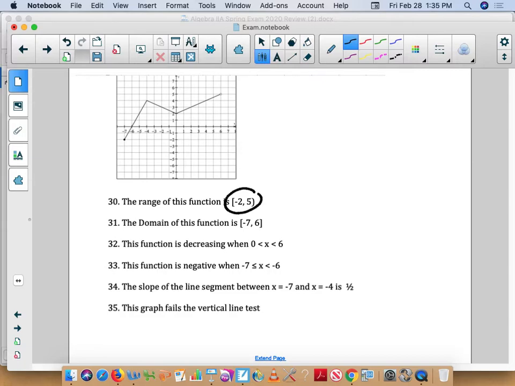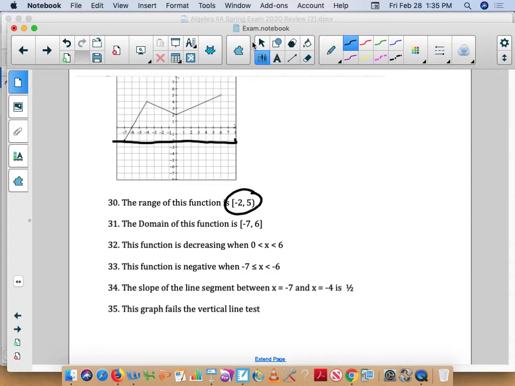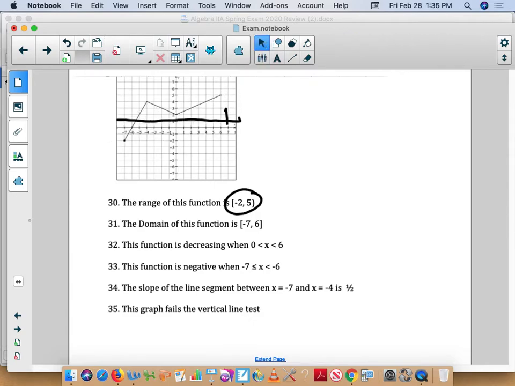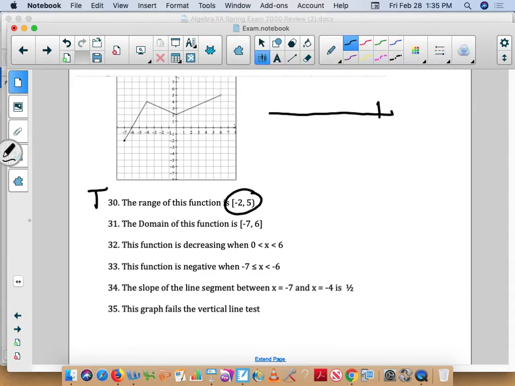The range of a function is negative 2 to 5. Remember me doing this line for range? Negative 2 to 5? I don't know if you can see it very well, but this goes back to Susan's question a little while ago. The negative 2 is colored in. Is the 5 colored in? I don't know if you can see it from where you're sitting, but it's an open circle. So this is actually a true statement because it hits negative 2 and it never really hits 5.